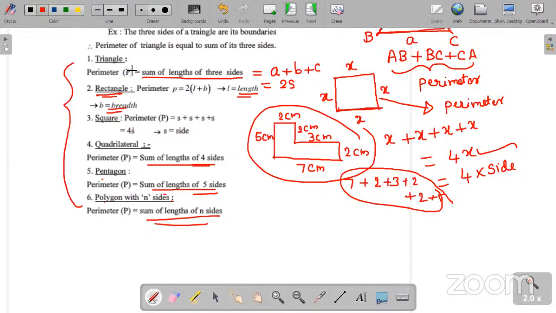This is the concept of the perimeter of a triangle, perimeter of a rectangle, perimeter of a square, perimeter of a quadrilateral, perimeter of a pentagon and hexagon, even decagon, septagon, anything. A polygon with any number of sides: the perimeter is the sum of the lengths of the n sides.